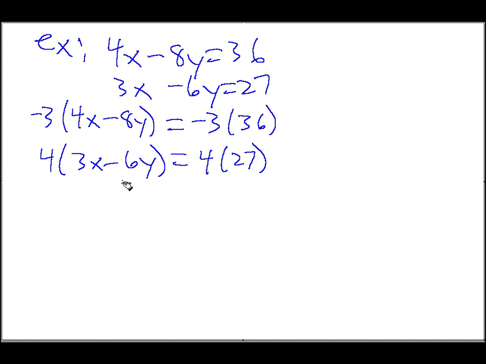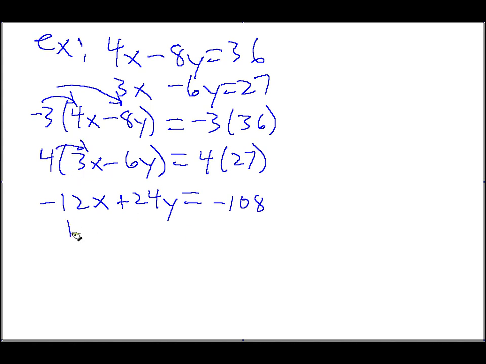All right, let's look at the modified equations here. Again, I have to modify both equations. So negative 3 times 4x is going to be what? Negative 12x. Negative 3 times negative 8y is going to be positive 24y. And that's equal to negative 3 times 36, in the calculator, negative 108. And for the second equation, 4 times 3x is going to be positive 12x, which is what I want. And 4 times negative 6y is going to be negative 24y. And that's equal to 4 times 27, which just happens to be positive 108.